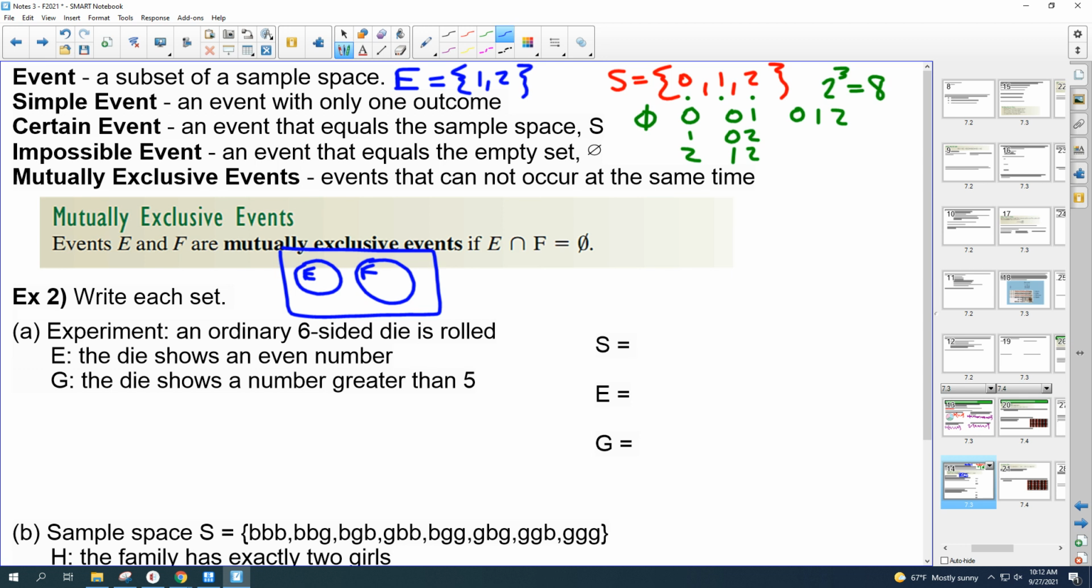So number 2, write each set. A, bless you, says there's an experiment where an ordinary 6-sided die is rolled. So we already talked about the sample space for a 6-sided die. Sample space is just what could you possibly get. Could get a 1 or a 2 or a 3 or a 4 or a 5 or a 6.